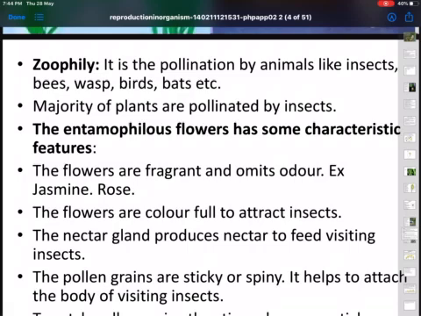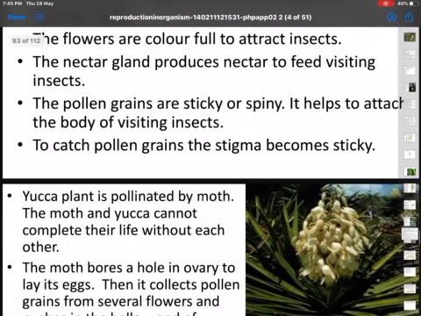The entomophilous flowers have some characteristic features. The flowers are fragrant, then only they can attract the animals, and they emit odor, a nice smell. Jasmine, rose. The flowers are colorful to attract insects, like rose, jasmine again. The nectar gland produces nectar to feed visiting insects, then only the insects get attracted. The pollen grains are sticky and spiny, then only they get attached to the body of the insects. To catch pollen grains, the stigma becomes sticky.